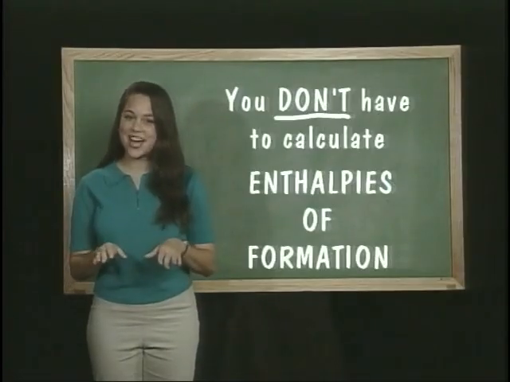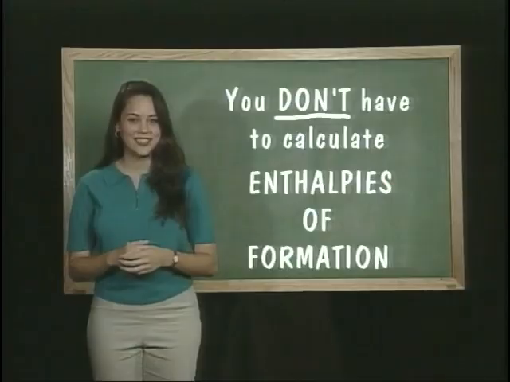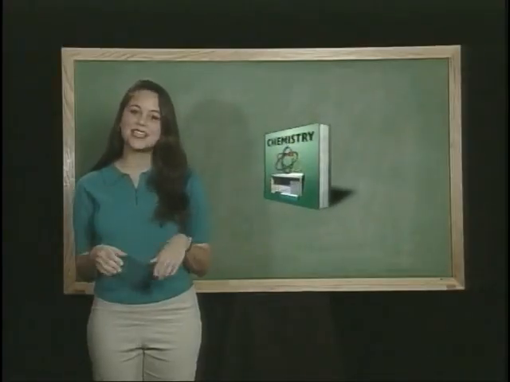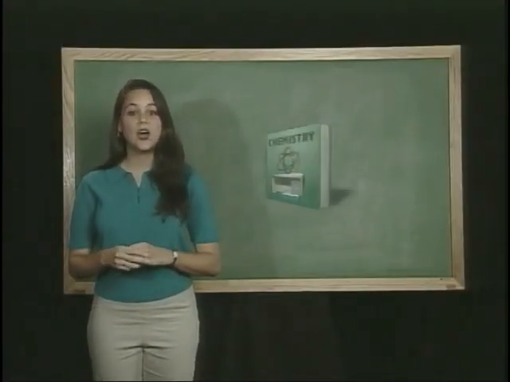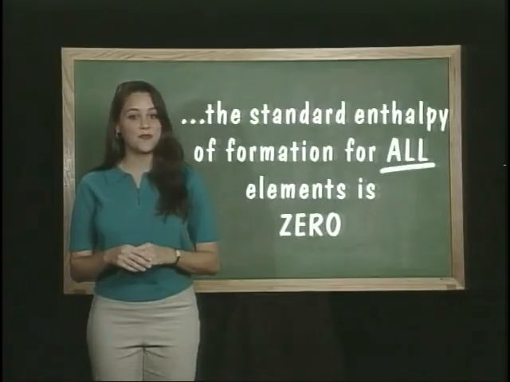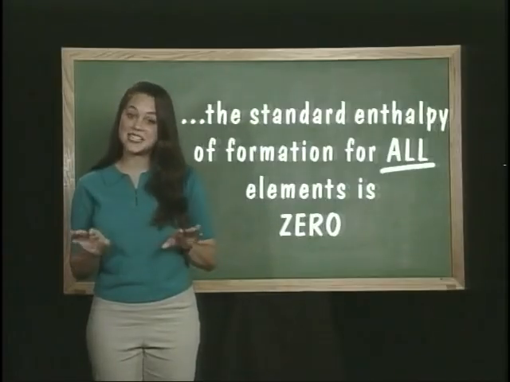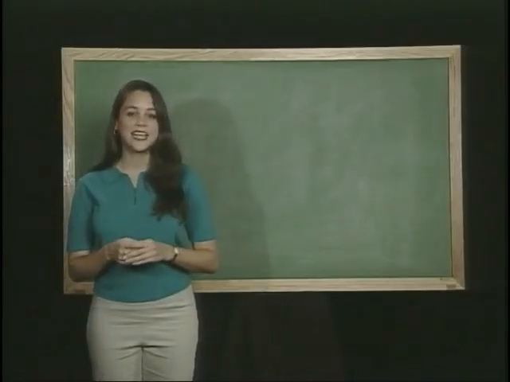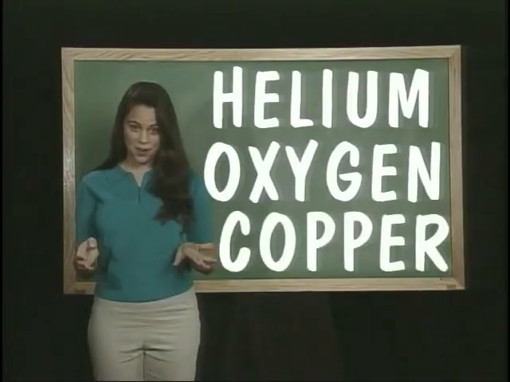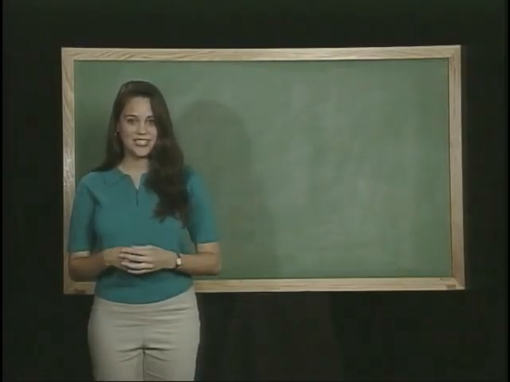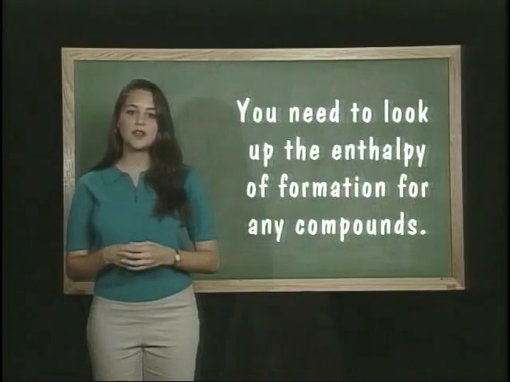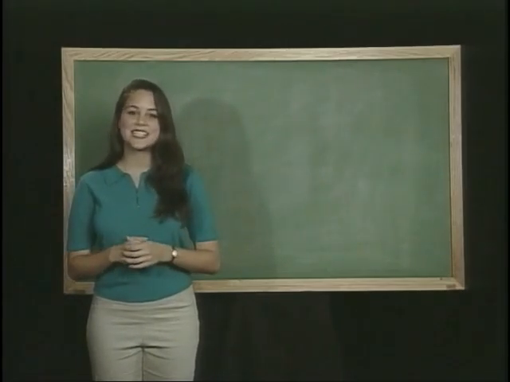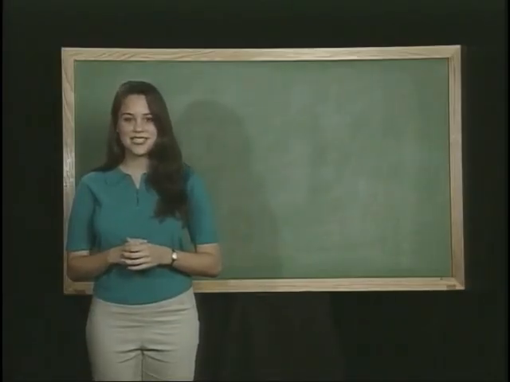Now here comes some good news. You don't have to calculate enthalpies of formation. Some nice chemists did that for you. You can just look them up in a table in your chemistry textbook. Also, the standard enthalpy of formation for all elements is 0. You can plan on it. That's only true for elements like helium, oxygen, or copper. Compounds are different. You need to look up the enthalpy of formation for any compounds. So you don't need to calculate standard enthalpy of formation for elements.